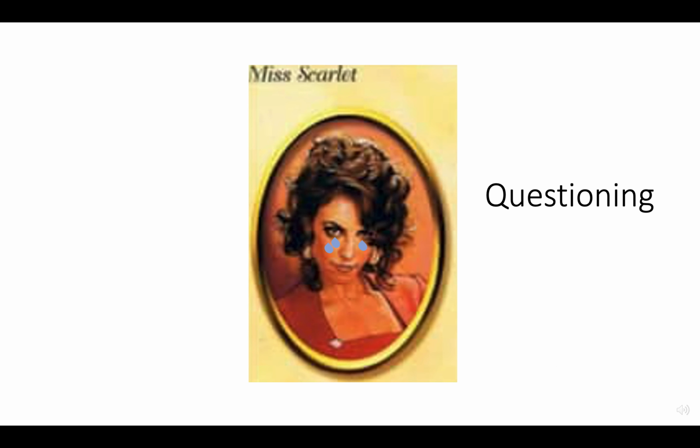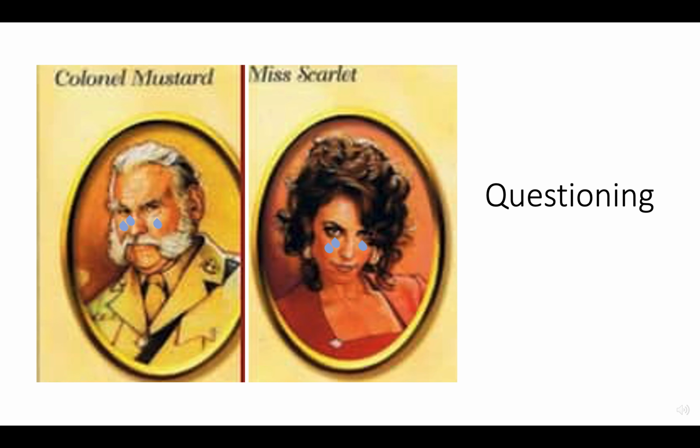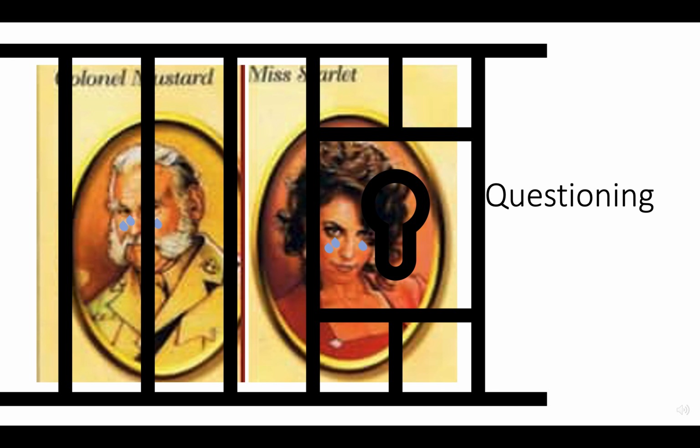The colonel was questioned even further and admitted to being Scarlet's father and putting her up to killing Miss White in the conservatory with a candlestick.